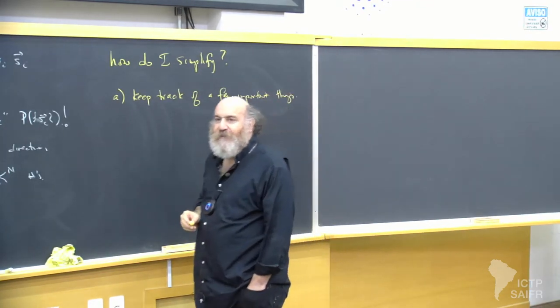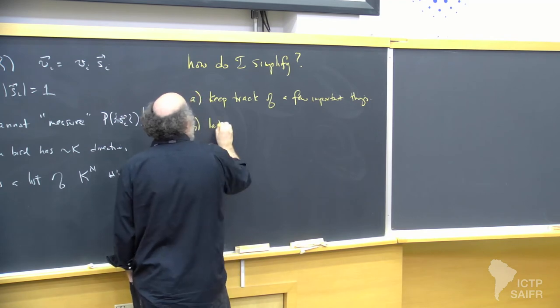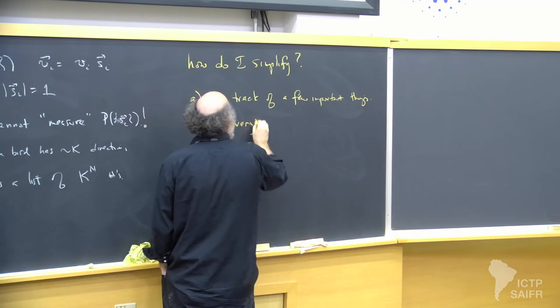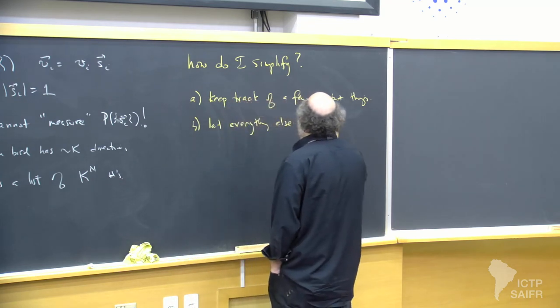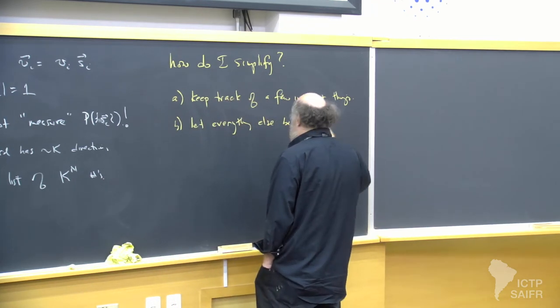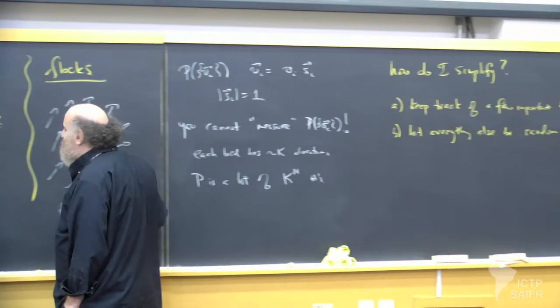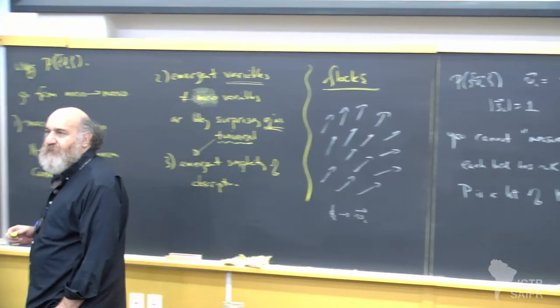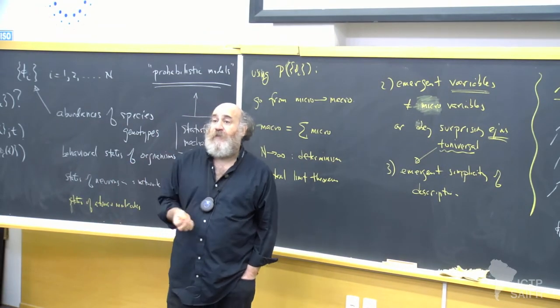One idea is, let's keep track of a few important things and let everything else be random. So what does this mean? It means that if I look at this flock of birds, there are some features of the flock of birds that I might really think are important.